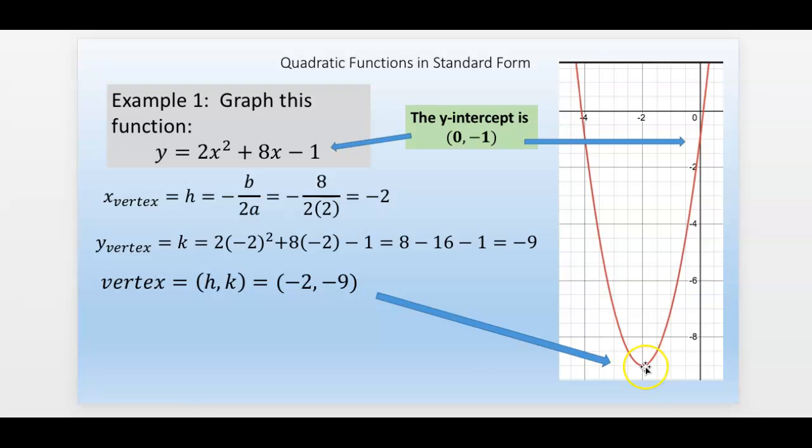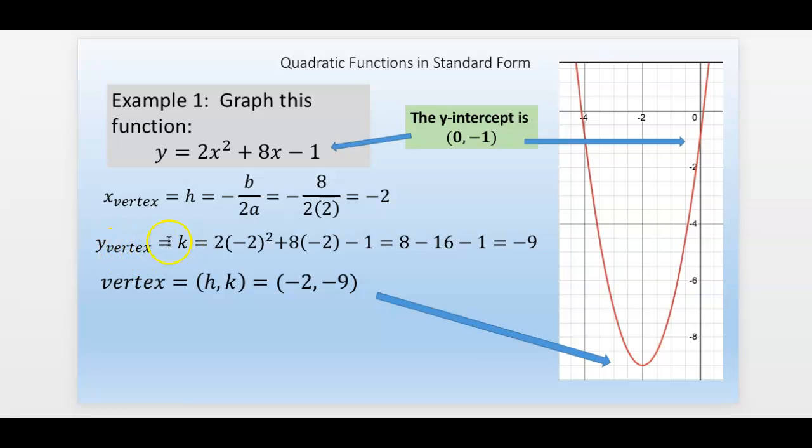But you need to find the vertex. Use the formula negative b over 2a. Again, b here is 8, and a is 2. So 2 times 2 is 4, 8 over 4 is 2, and it's negative. So the x-coordinate of the vertex, or h, is negative 2. Take negative 2 and plug it back into the original equation to find what y is.